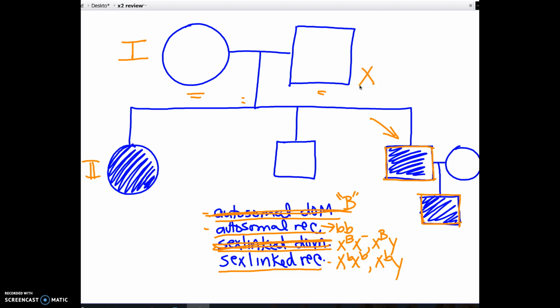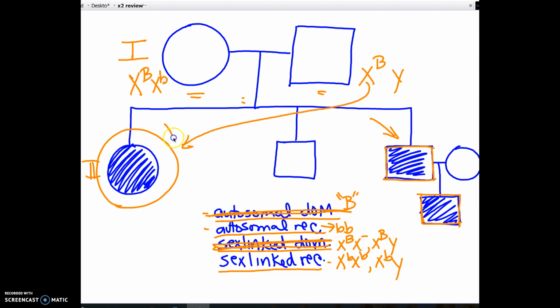Actually it doesn't work anyway, because I just realized that if it's sex-linked recessive and he doesn't have it, he'd be X Big B Y. She doesn't have it either, but she could be a carrier of it. Could they make this female? No, because dad is definitely going to give X Big B to all his daughters. So it's not possible for this to be sex-linked recessive. But the other way you could figure this out is this male has the trait. So if this was sex-linked recessive, he would be X little b Y.